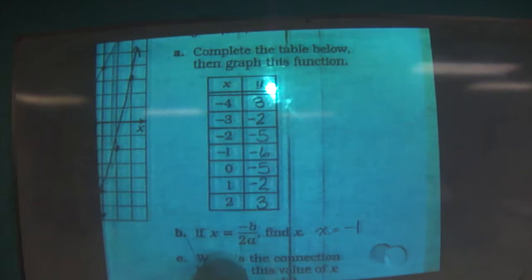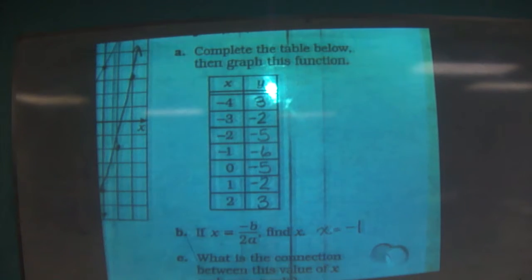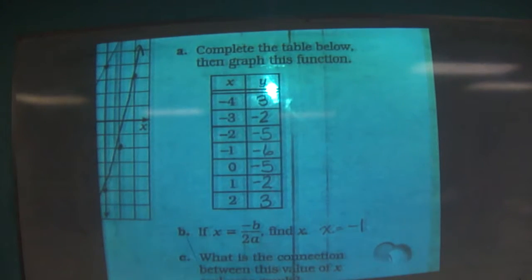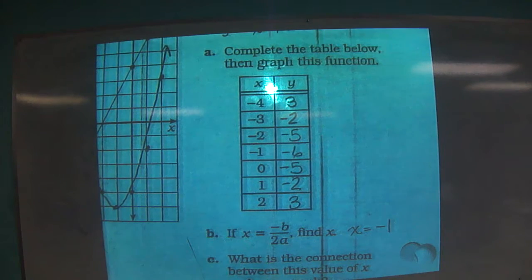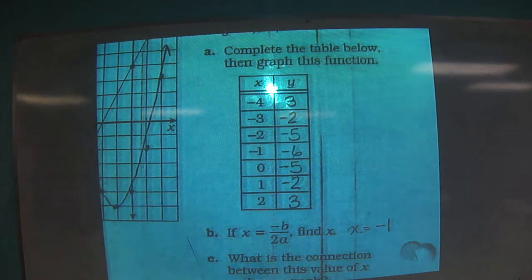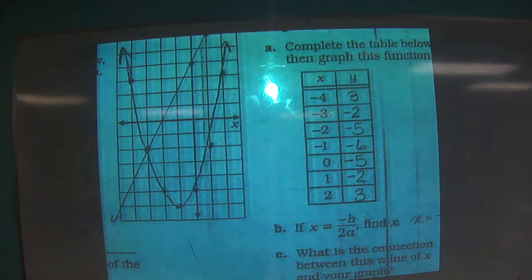If x equals negative b over 2a, find x. x equals negative 1. What's the connection between this value of x and your graph? So on the parabola, what is negative 1? Looking at the parabola, what's negative 1? x was negative 1. And what is it on the parabola?